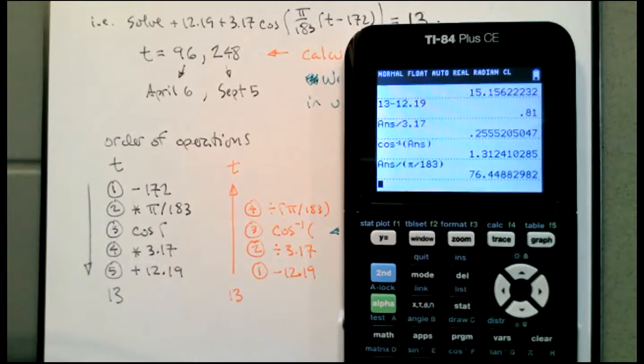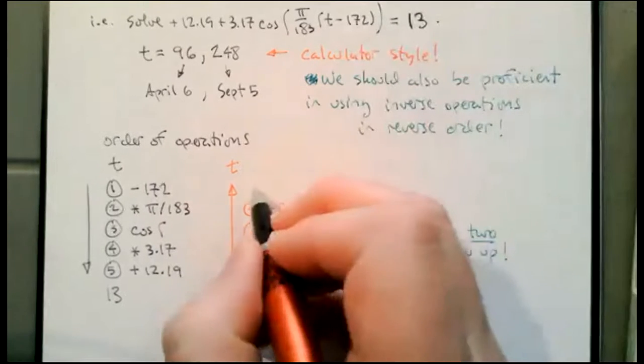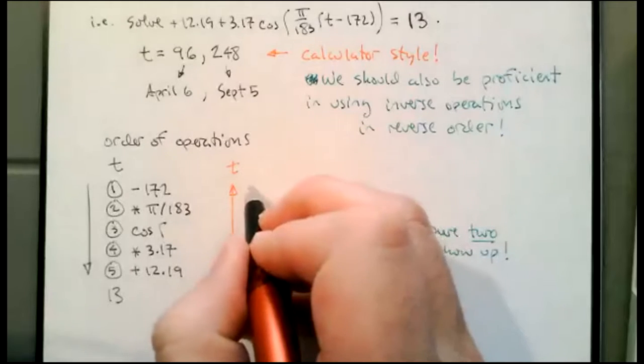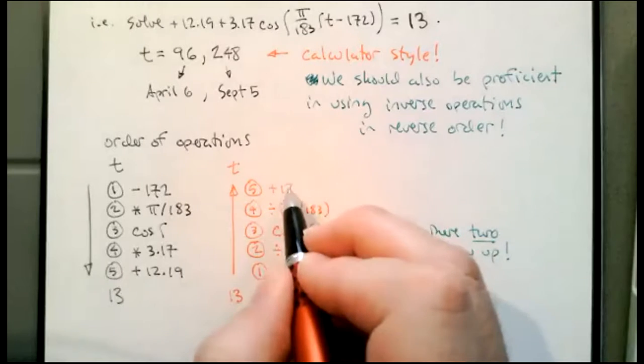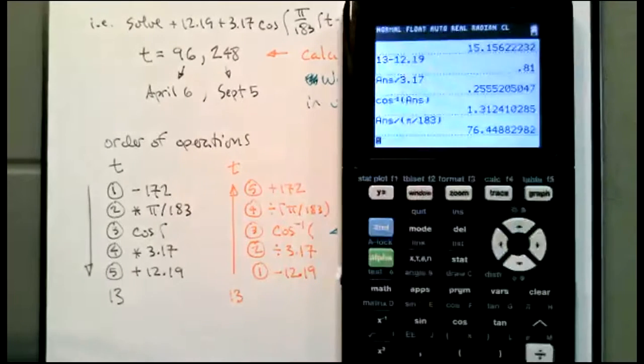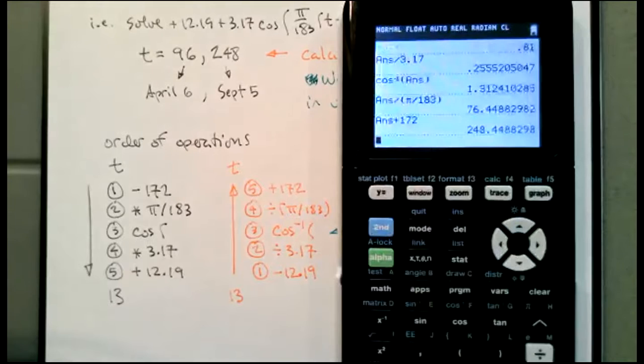And that'll give us a 76.44. And then the last thing we need to do is undo this minus 172. And so we'll just plus 172. And then we end up with our 248. So if we start with 13 and follow these steps, we end up with 248.44. So that gives us the September 5th.